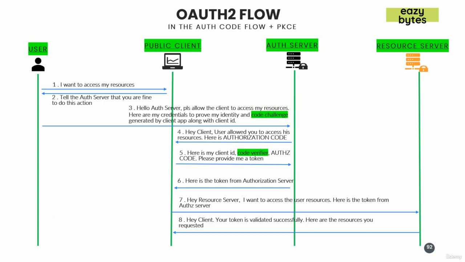As you know, first the user tells the public client that they want to access the resource server. My client application will pass the code challenge, and my auth server will show a login page to the user. After the user enters his credentials, if they are valid, my auth server will return an authorization code. Now in the fifth step, when I'm trying to get an access token, my client application, along with the authorization code, should also pass the code verifier that it initially generated at step 3. If my code verifier and code challenge match each other, only then will my authorization server give an access token to the user.